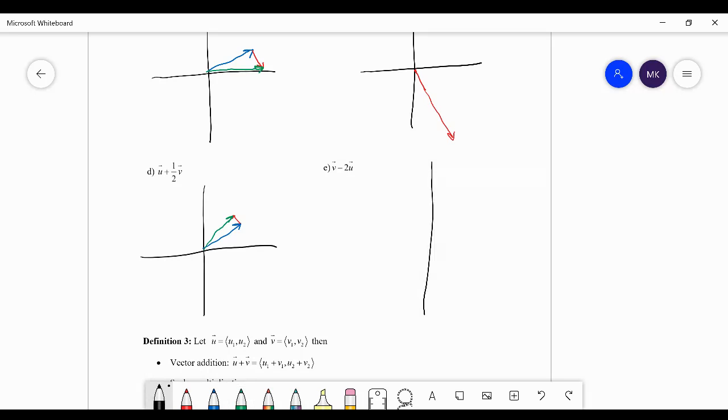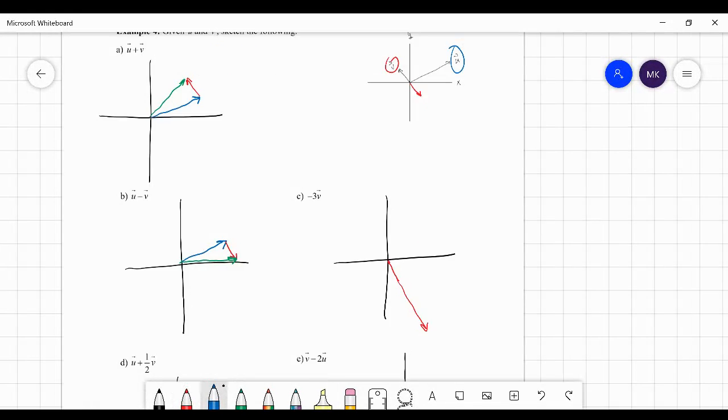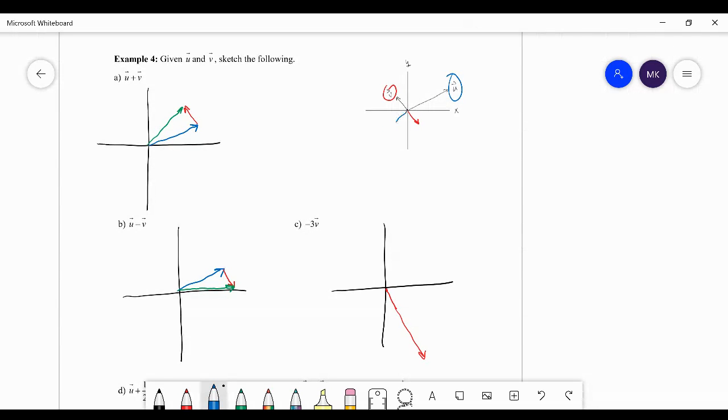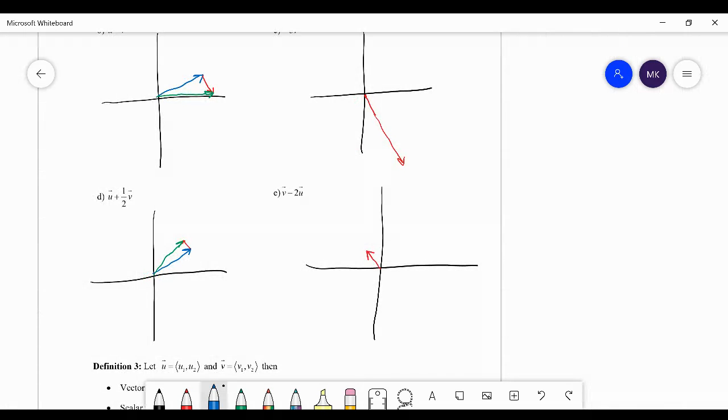Last but not least, we have v minus 2u. So if we look up here, u is this, so 2u would be a pretty long one like that. And so you end up with something roughly that. It might be a little longer, but that's okay. And there's our resulting vector.